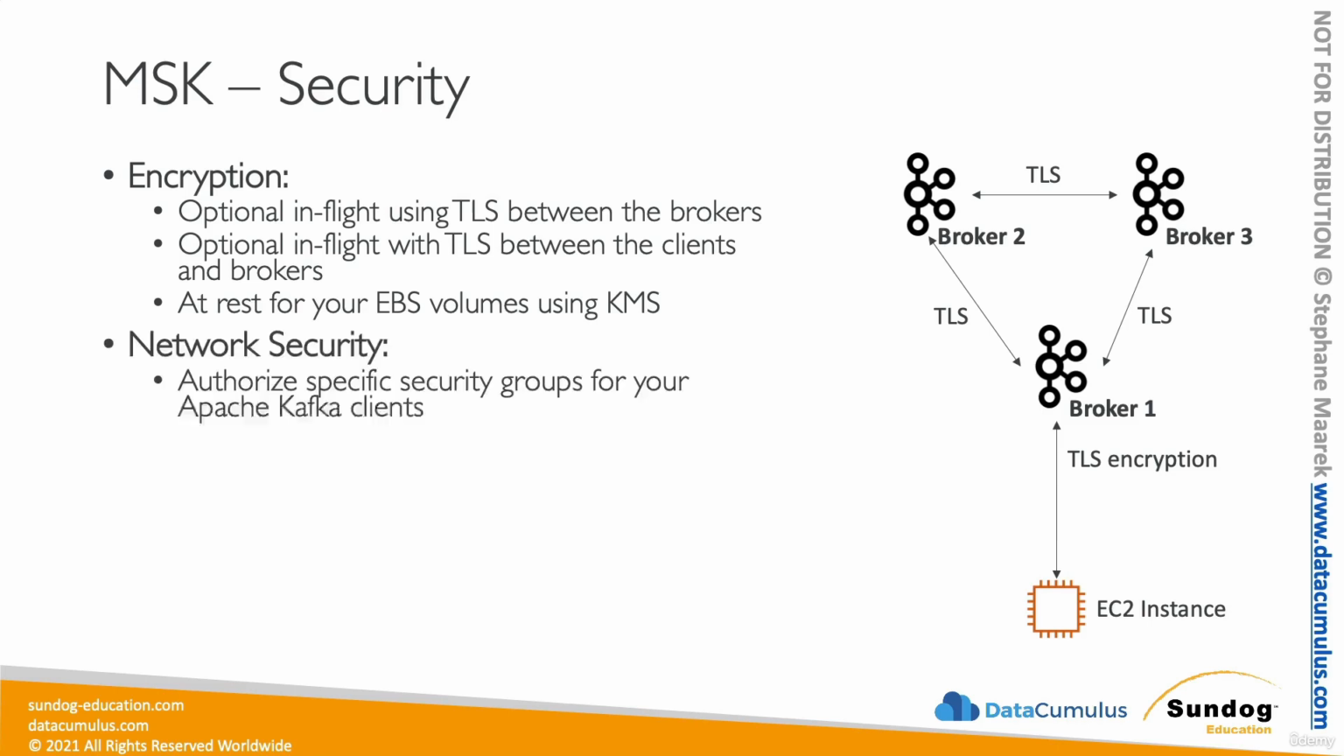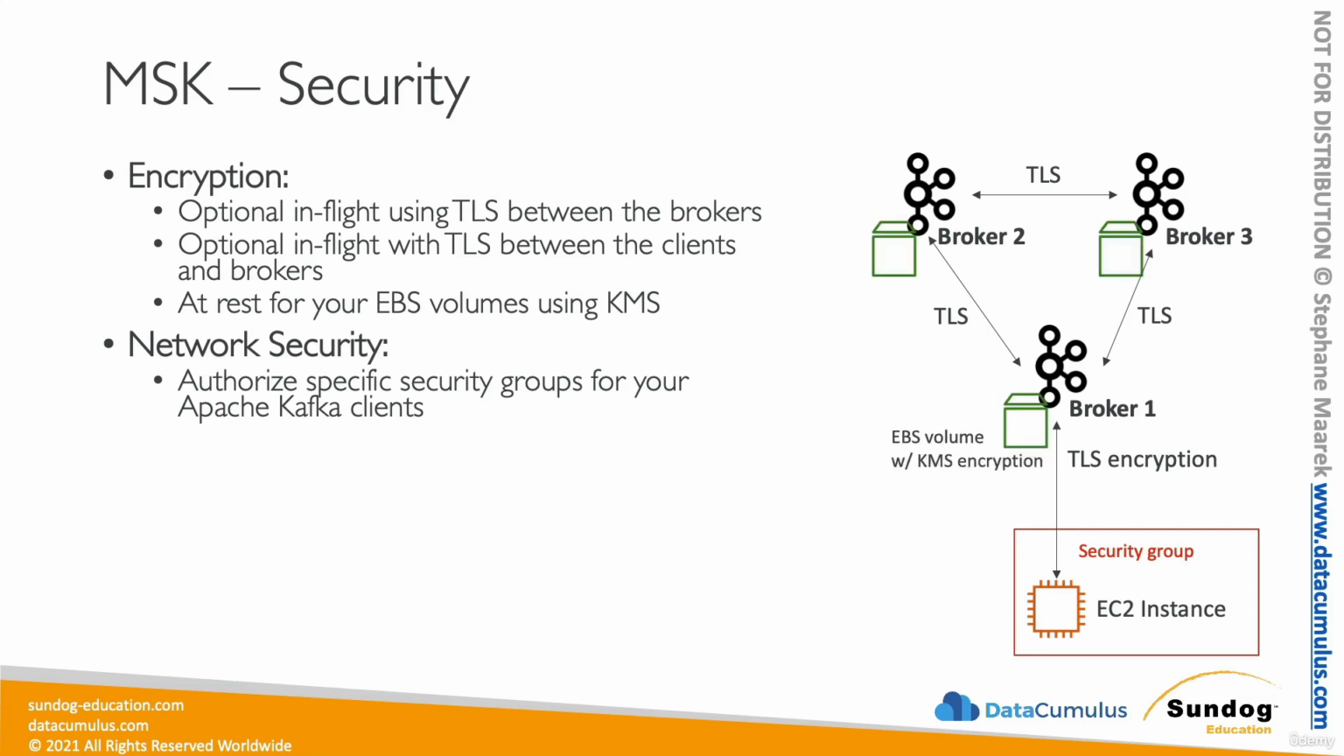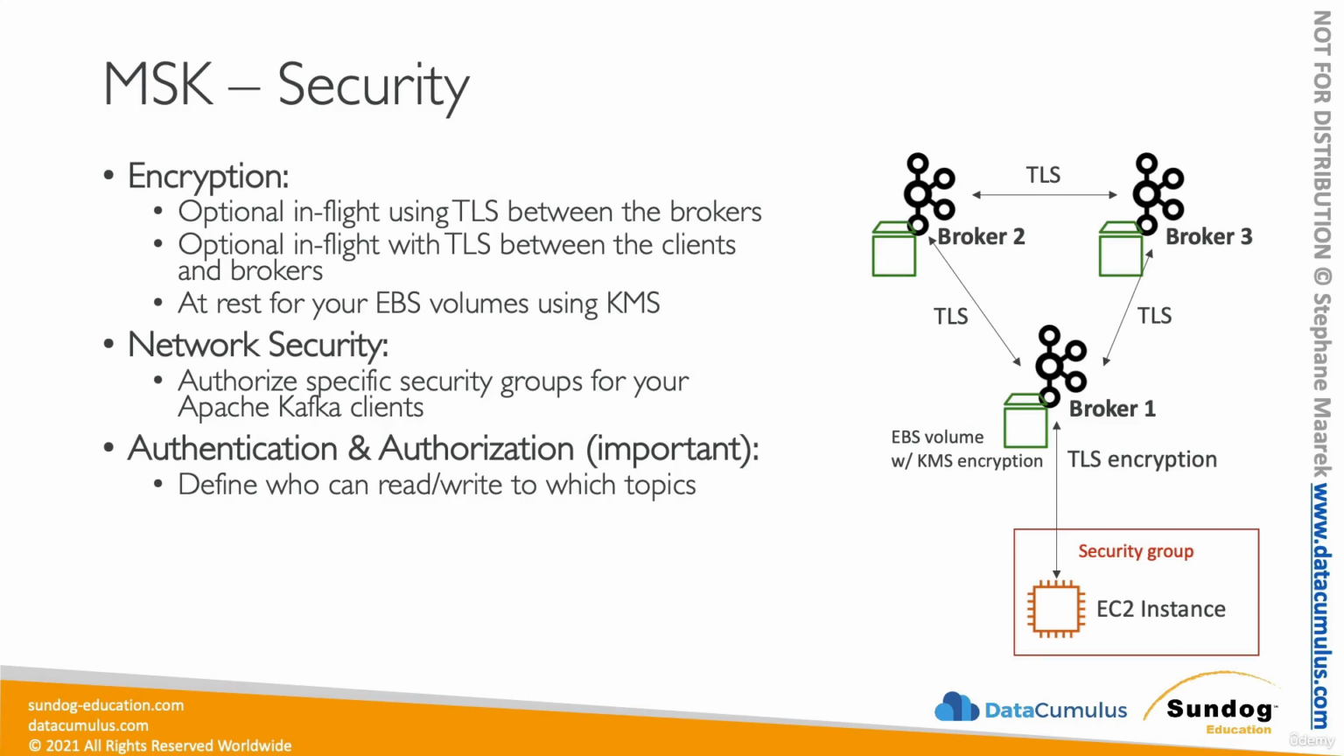Now for network security, you can attach security groups to your Kafka clients to ensure that network security is made between your brokers and your EC2 instance. And most importantly, is going to be around authentication and authorization. And this is very important. So this allows you to define who can read and who can write to which topics in your Kafka cluster.